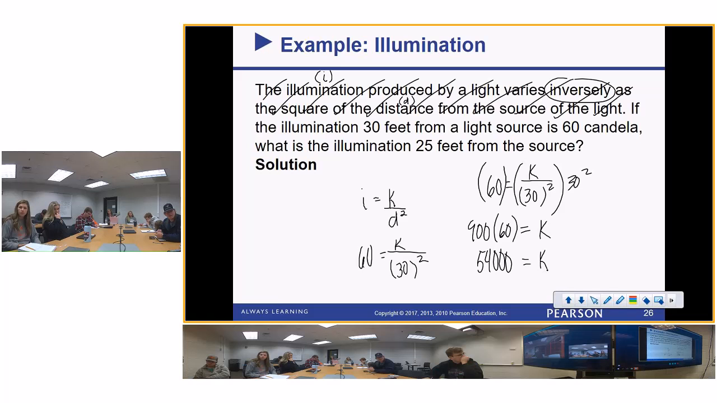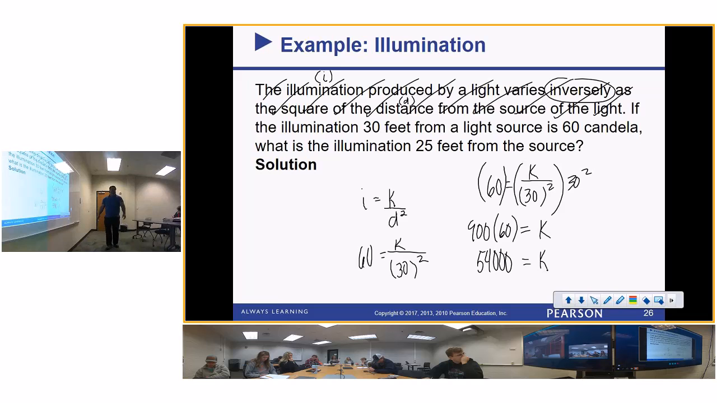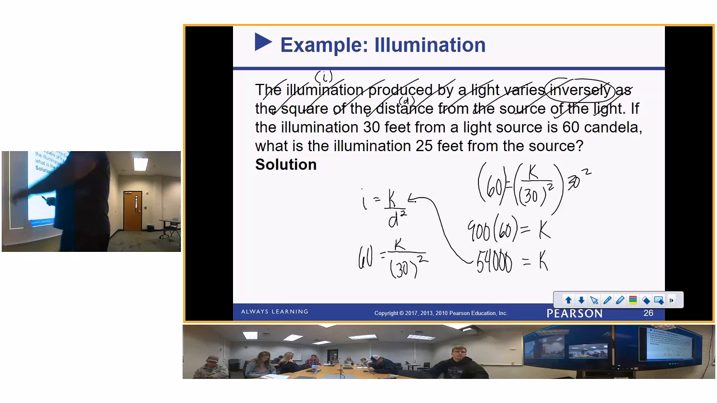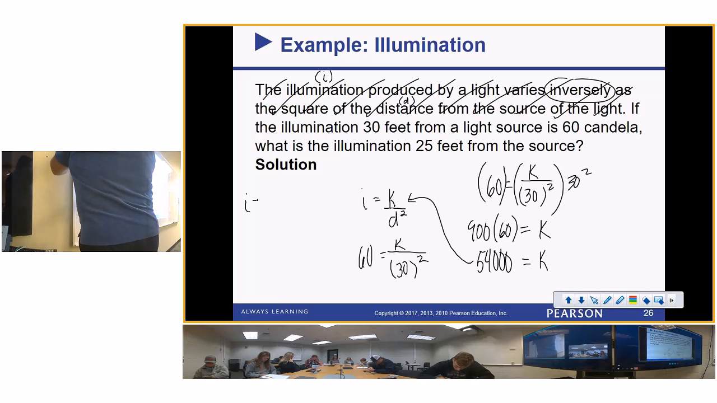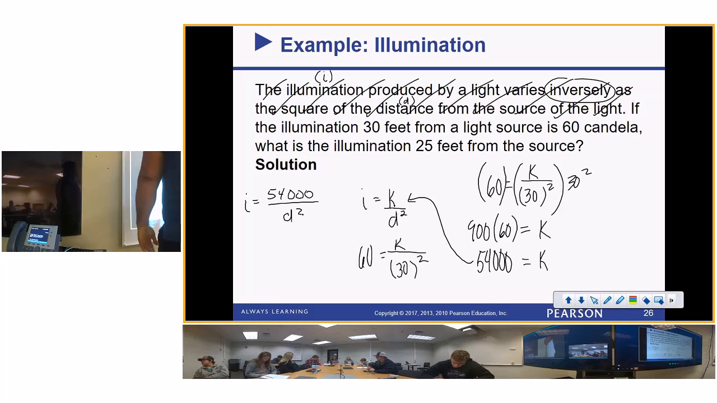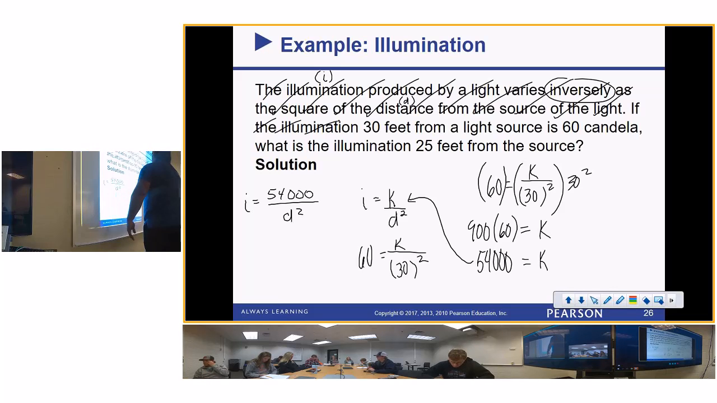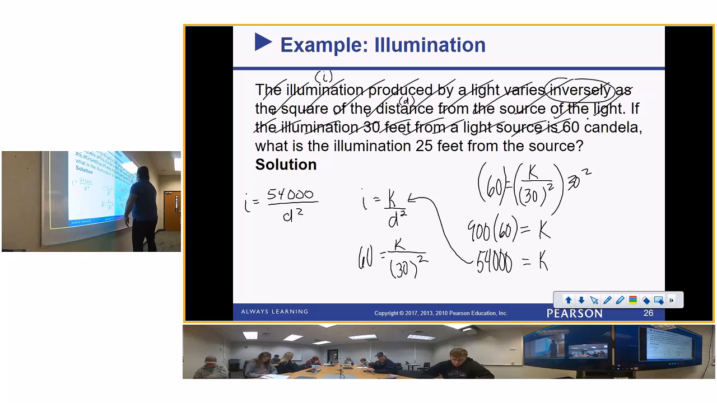And now what am I going to do with that 54,000? I'm going to back substitute right there. Now I get I is equal to 54,000 divided by D squared. And that takes care of that.